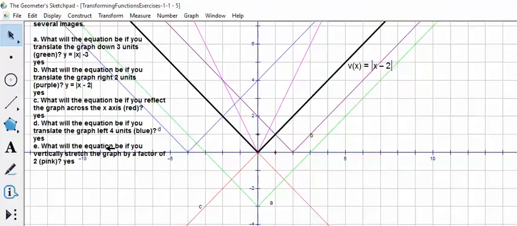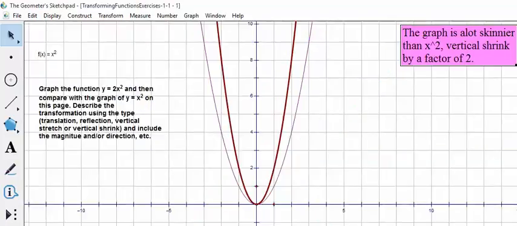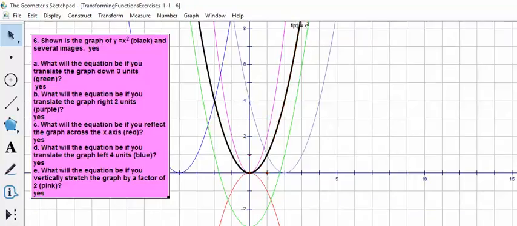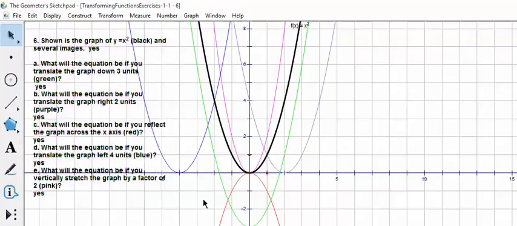And then when you want to vertically stretch the graph, then that's this one here. To vertically stretch, you will multiply by a factor of whatever they tell you. And we did something really close to that one. Here, this is y equals 2x squared. Well, it's not the absolute value, but you can see that that was a vertical shrink, just like they're asking us to do. And then the last page has the same kind of questions, except this time it's with the quadratic.